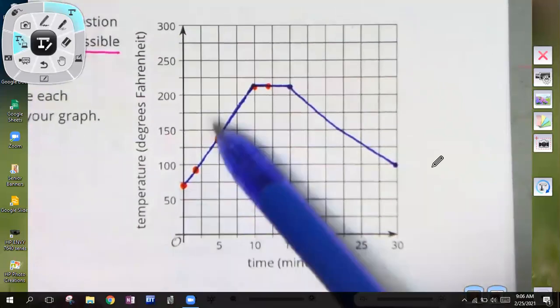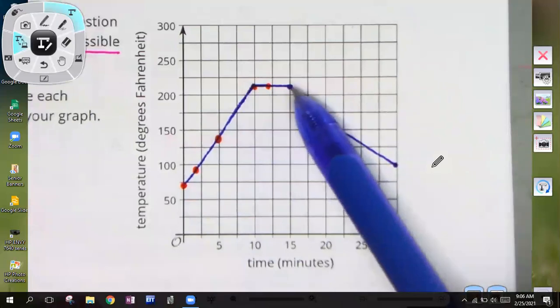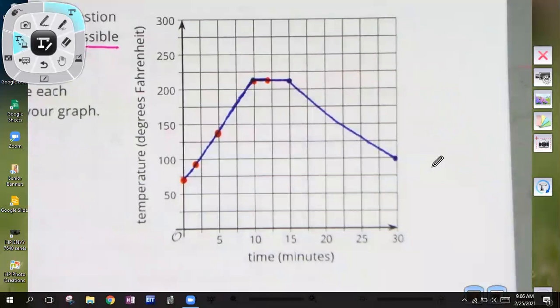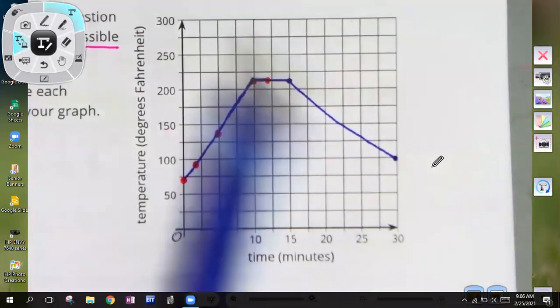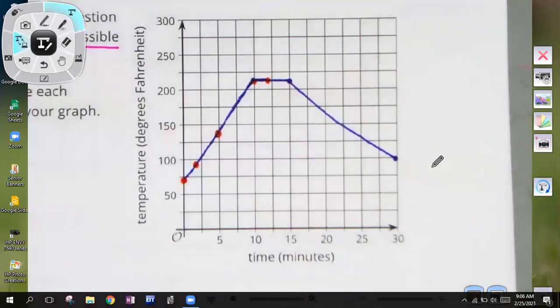So this function notation says we turned on the stove. It got hot. It boiled for 5 minutes. We turned it off and the temperature dropped. Is that true? Does that make sense? Is it a function? It is. It passes our vertical line test.